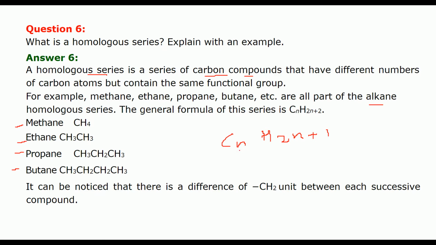Just place 1 here. This will be C1. H 2 into 1 is 2. 2 plus 2, so 2 into 1 plus 2, that is 4. So CH4, methane. Now you put 2, you put 3, you put 4. You'll get ethane, propane, butane. And you must notice here the difference between successive compounds is a CH2 unit.